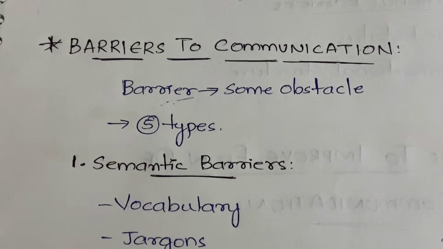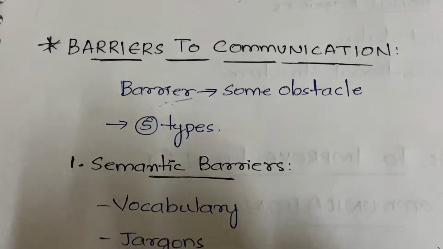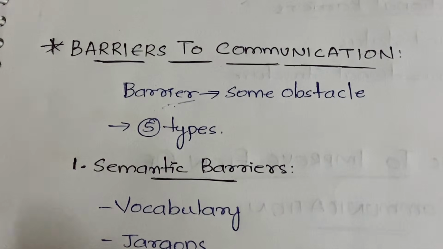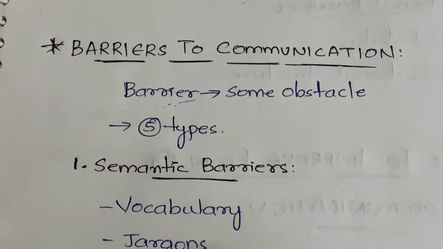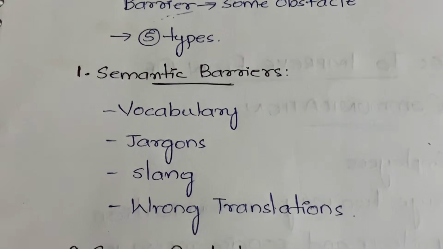So in the same way, in communication also we have some barriers. Those barriers are stopping the communication or making communication difficult. Let us see what those barriers are. We have 5 types actually. First one is semantic, second is socio-psychological barriers, the third one is personal barriers, fourth one is physical, and fifth one is organizational. It is going to be a very simple video, guys.